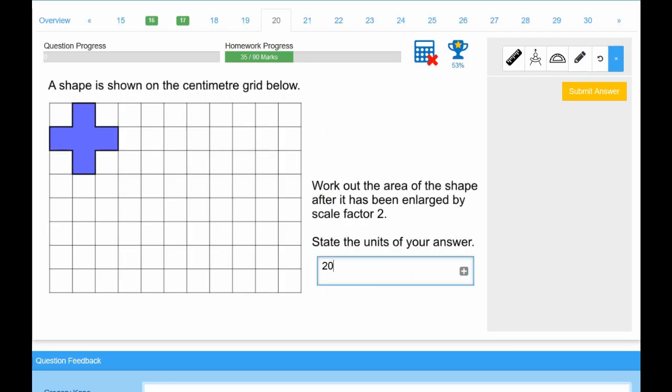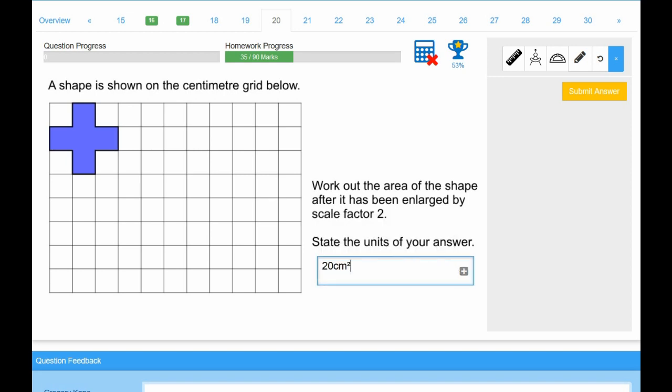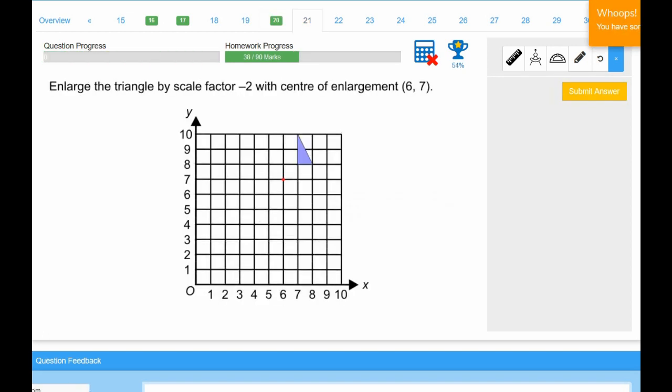If I just stick in 20, I won't get the full marks, and some of you struggle with that. So I'm told it's a centimeter grid. So it's not centimeters, but square centimeters. Each one of those is a centimeter squared, so it should be 20 centimeters squared. And there we go.